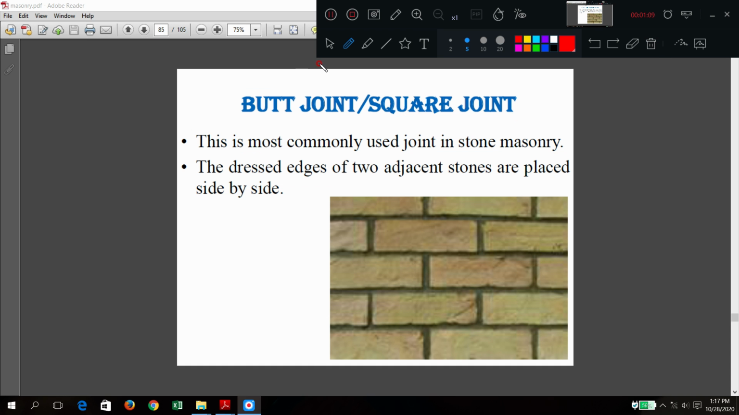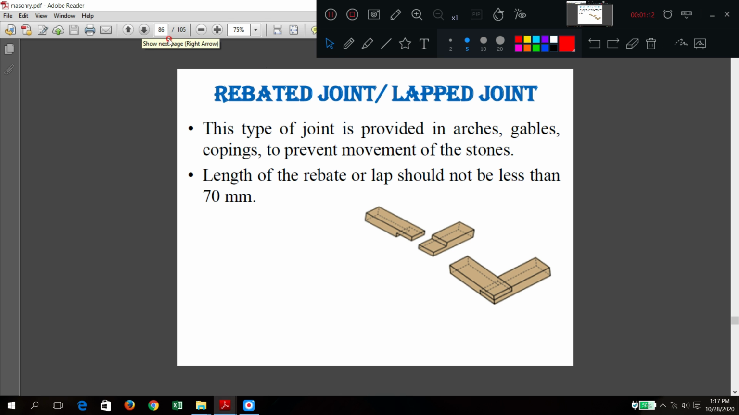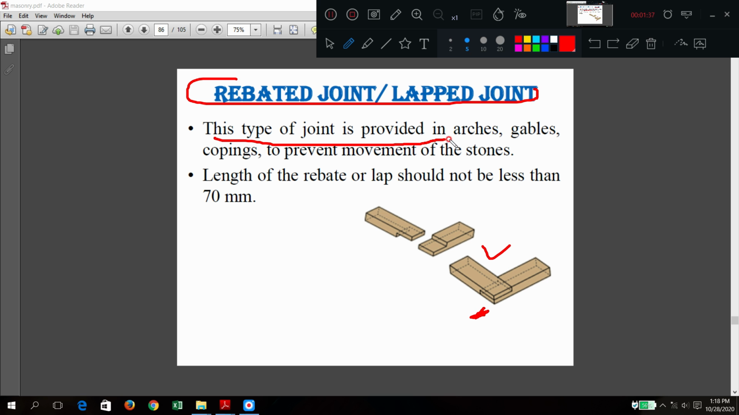Next category, riveted joint, or you can call it a lapped joint. Here the stones are cut like this. Have you seen any carpentry work during construction or fixing of door and window panels? The fixing of the timber pieces will be like this. This type of joint is provided in arches, gables, and copings, to avoid movement of the stones. After fixing, the stones will not move.